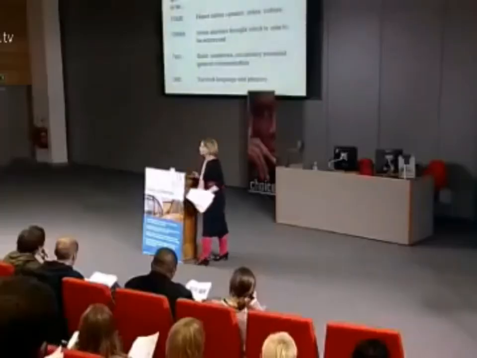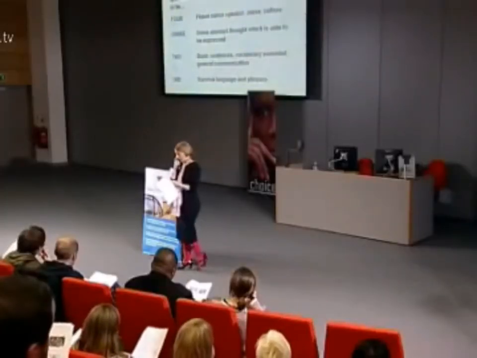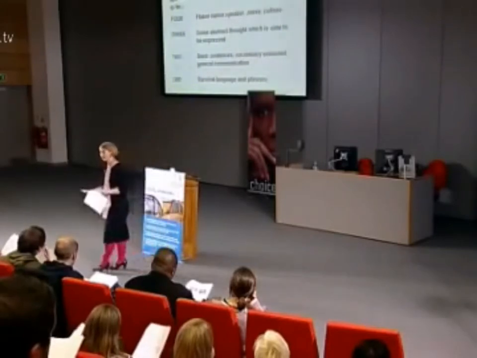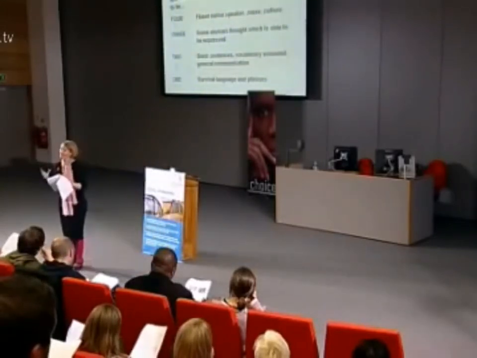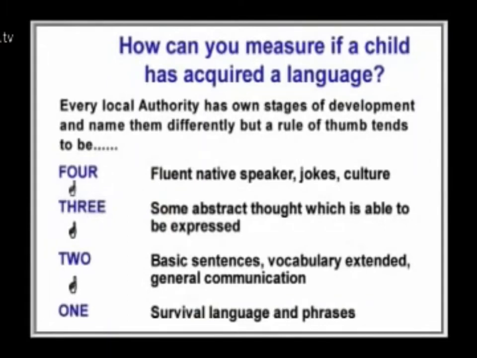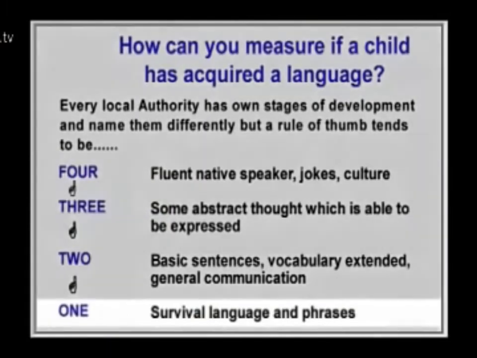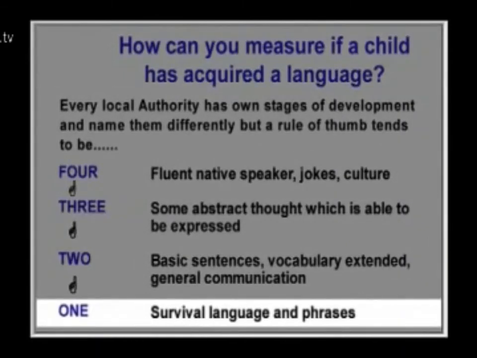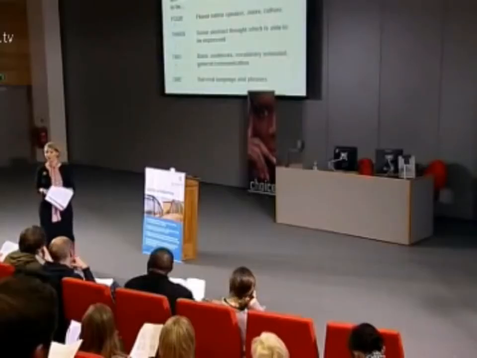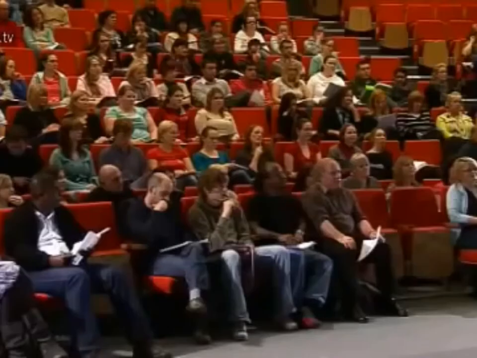Now, the first thing is to find out where they're at. So it's a measurement. How can you measure if a child has acquired a language? Baker has a threefold threshold, but this one here is 4. Now, if you think about it, the first one is stage 1. It's where you have survival language. If I picked you up and threw you into Croatia, the first thing you'd think about, okay, where's the toilet? The next thing, when's my lecture? The next thing, how do I get there?